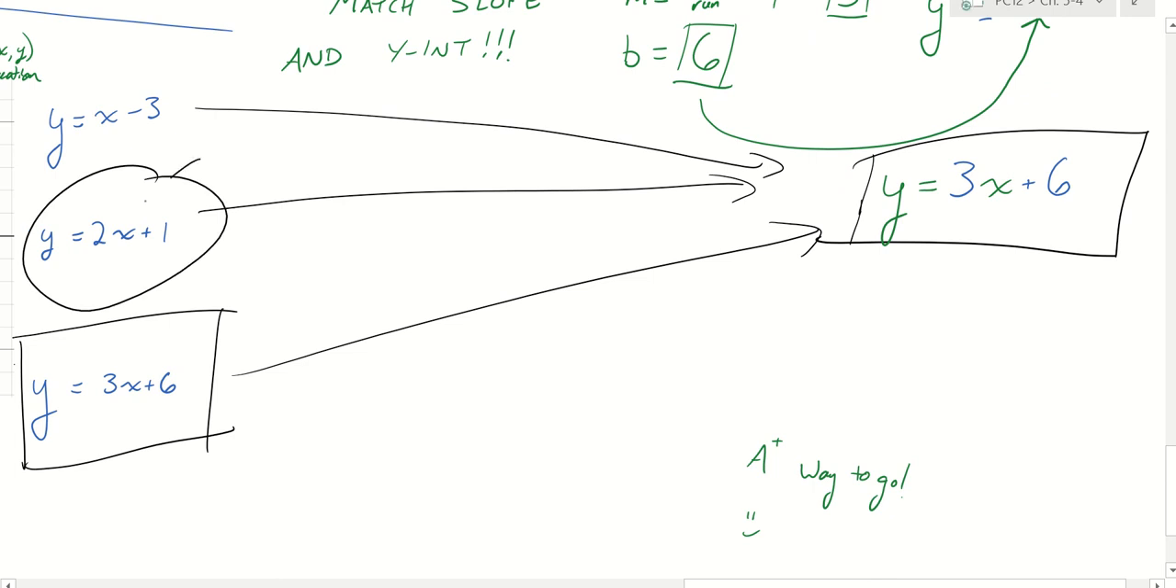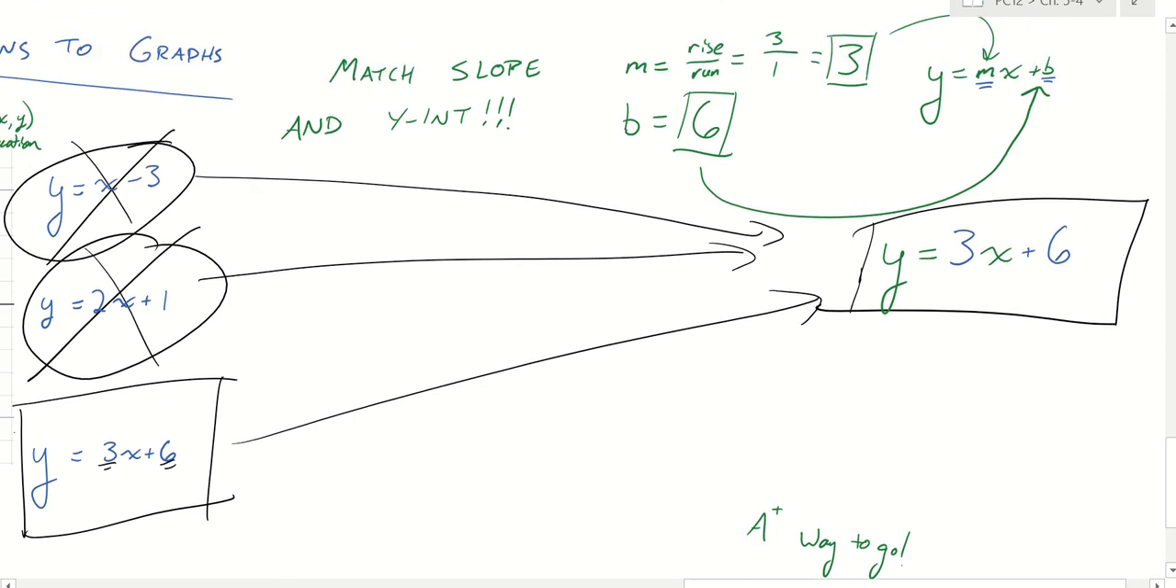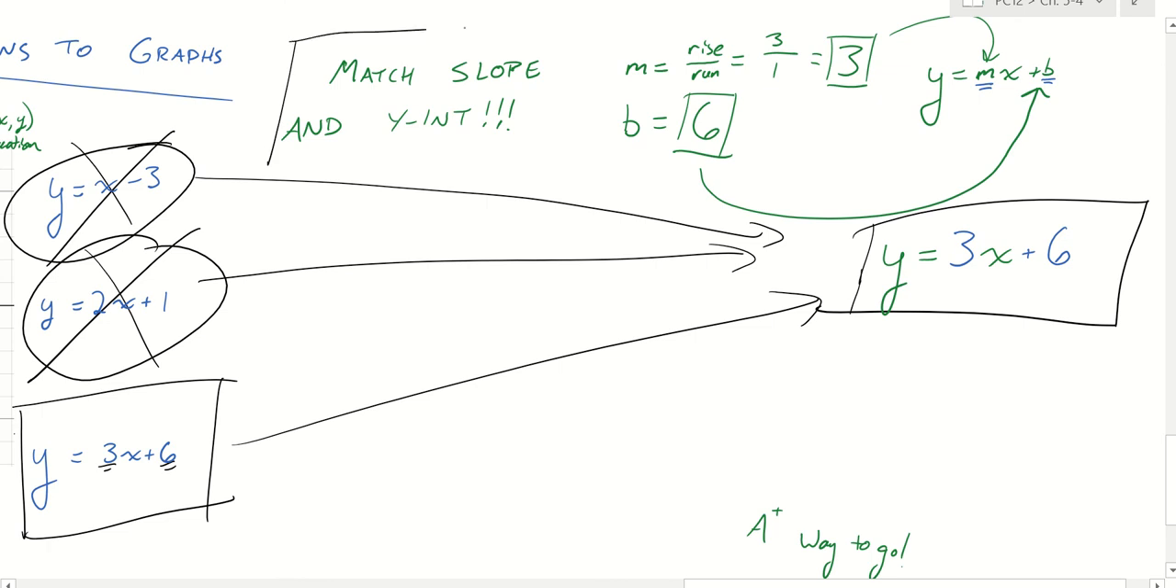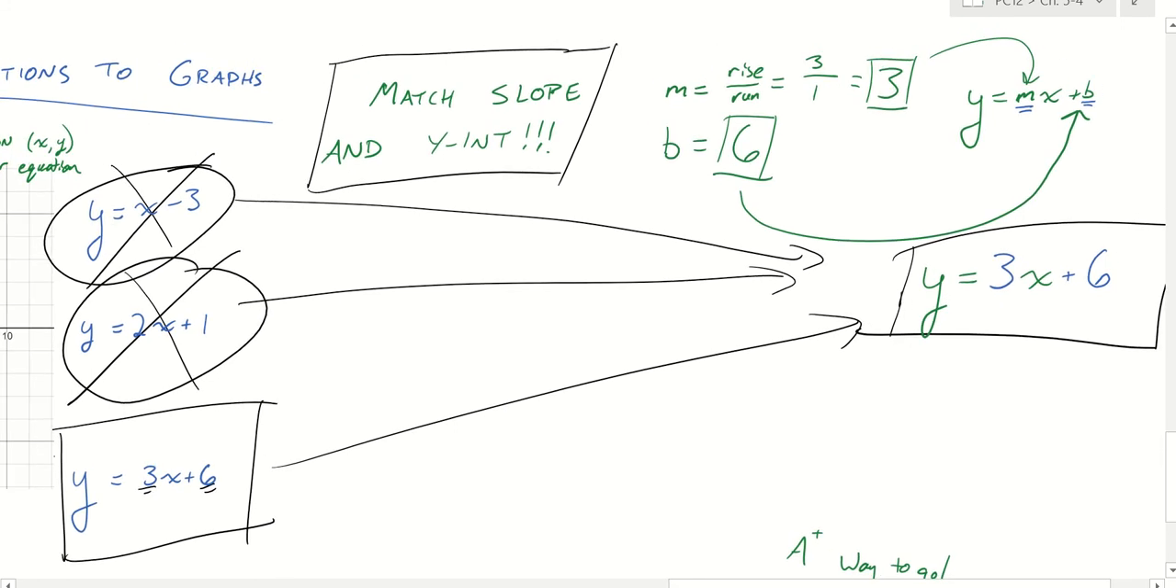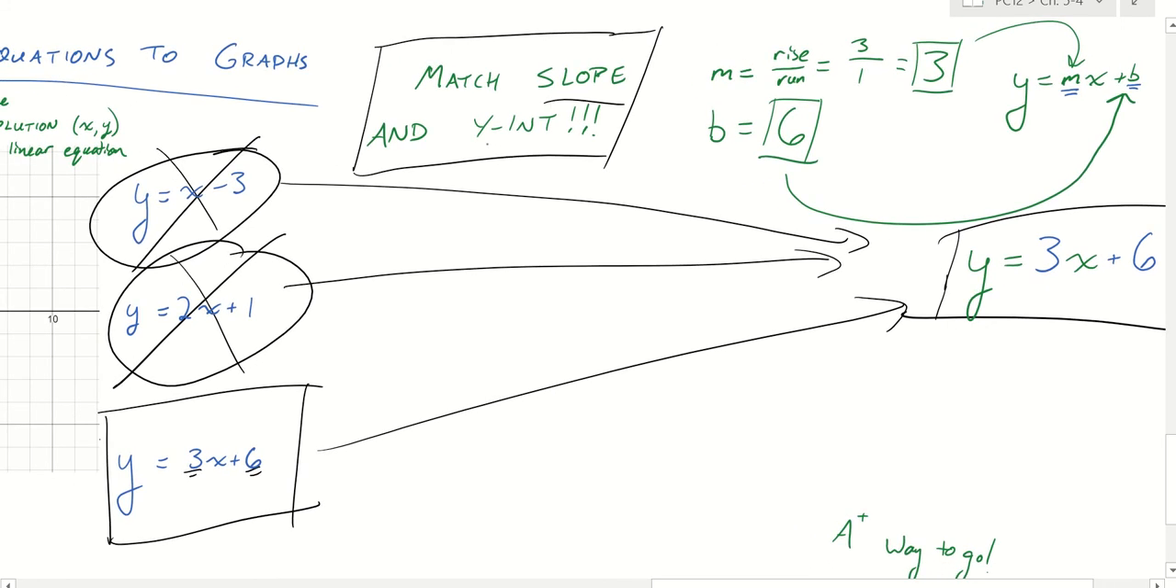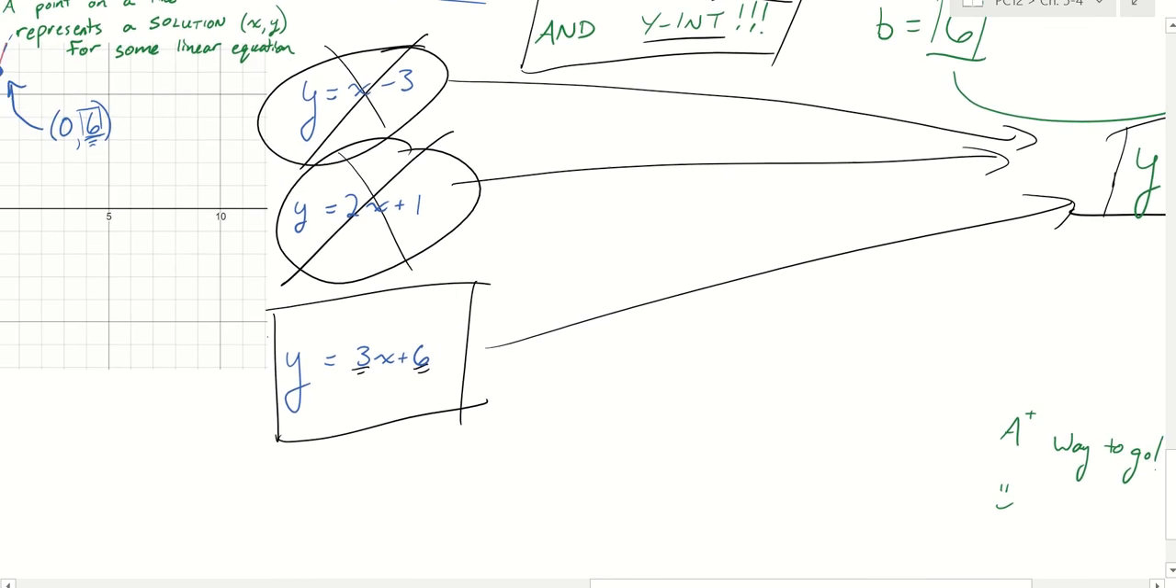So here, this has a slope of 2 and a y-intercept of positive 1. Here, this has a slope of 1 and a y-intercept of negative 3. So these ones can't work, right? Only this equation could work. So that is how you can match an equation to the graph of a line by matching slope and y-intercept. They are both useful methods.